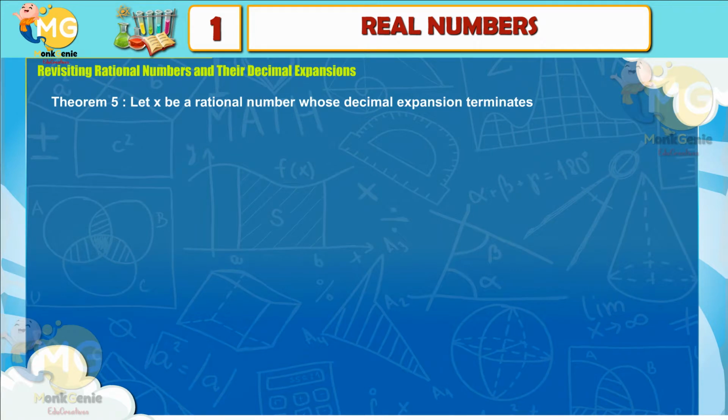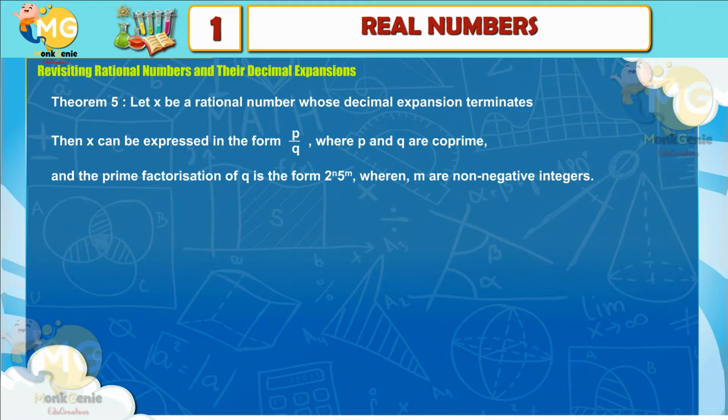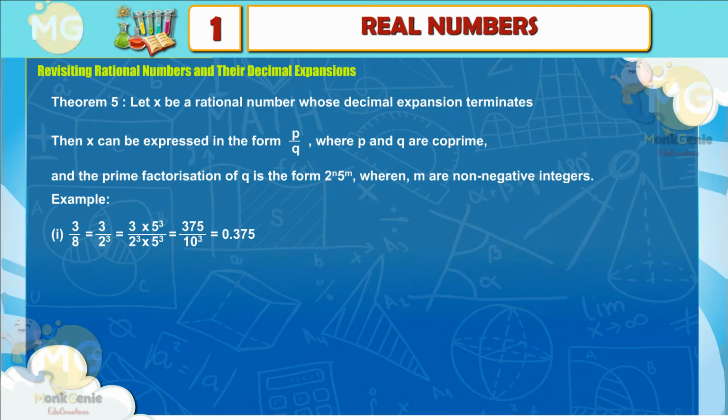Let x be a rational number whose decimal expansion terminates. Then x can be expressed in the form p upon q, where p and q are co-prime, and the prime factorization of q is of the form 2 to the power n, 5 to the power m, where n, m are non-negative integers. Example, 3 upon 8 is equal to 3 upon 2 cube is equal to 3 multiplied by 5 cube upon 2 cube multiplied by 5 cube is equal to 375 upon 10 cube is equal to 0.375.